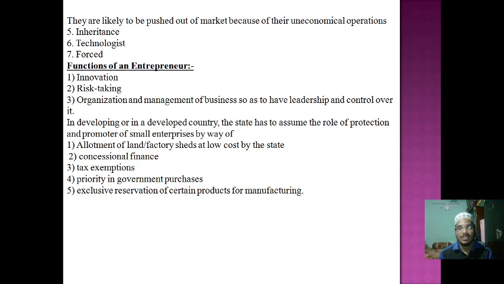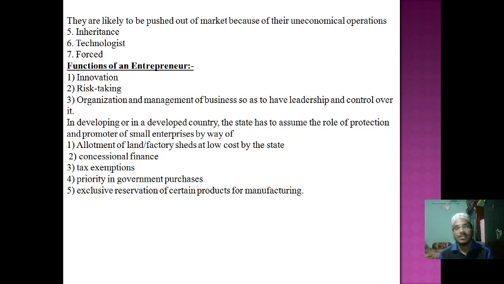Next one is the functions of an entrepreneur. There are three functions of an entrepreneur: innovation, risk taking, organization and management of business, so as to have leadership and control over it. The person should make sure to do these three functions, those who are entrepreneurs. What I am telling you are the functions of an entrepreneur. The three functions are there.